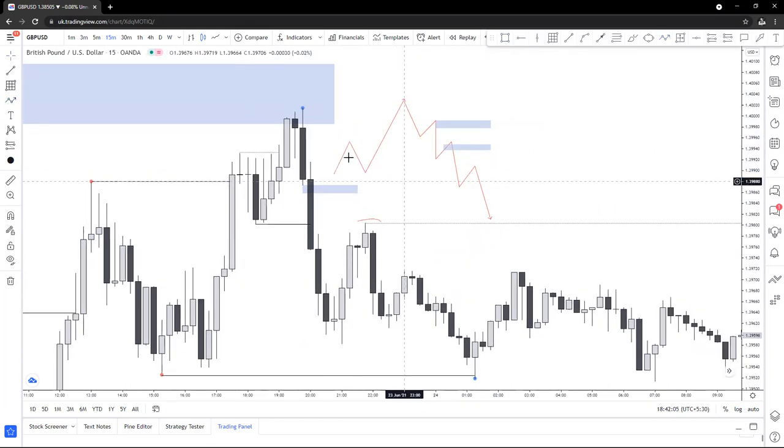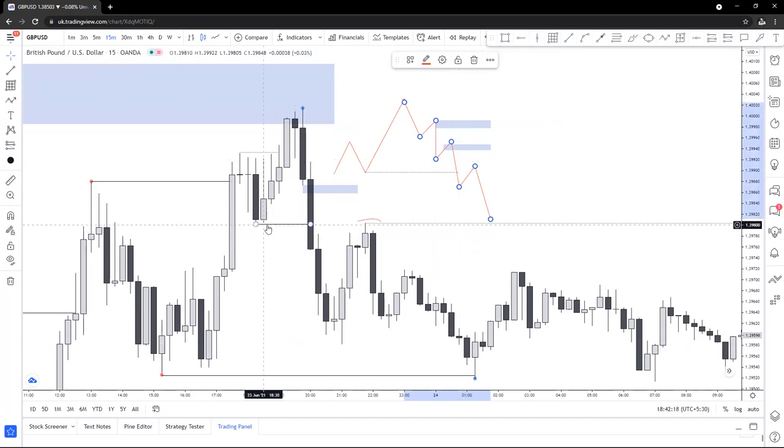Okay. This is what would have happened on the 1 minute time frame, right? I'm talking about this price action on the 1 minute. And then I told you, this was the major breakout structure.